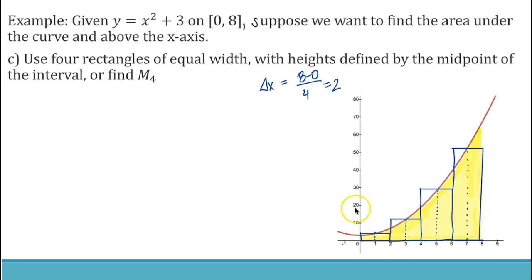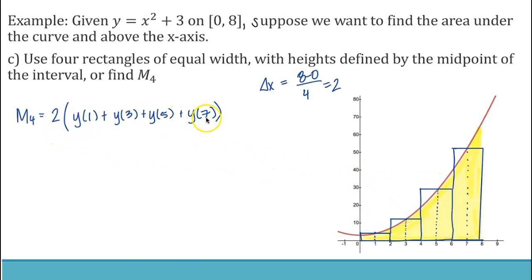Okay, so now let's do the computation. So here, to find M4, well again, the width is in common in every single one of these rectangles. The width is 2. So we'll go ahead and factor that out of each of them. So we'll keep the 2 on the outside. And now we're finding the heights at those midpoint values. So we're finding y of 1 and y of 3 and y of 5 and y of 7, and we're adding all of those together.